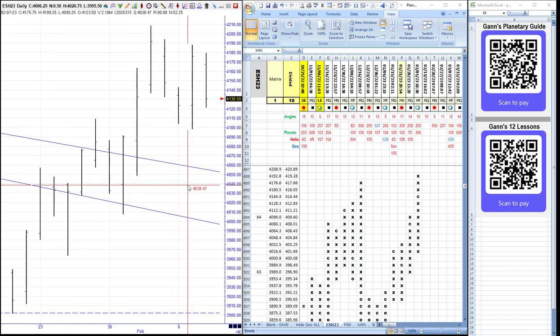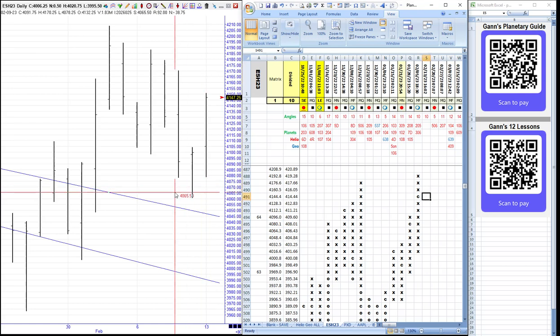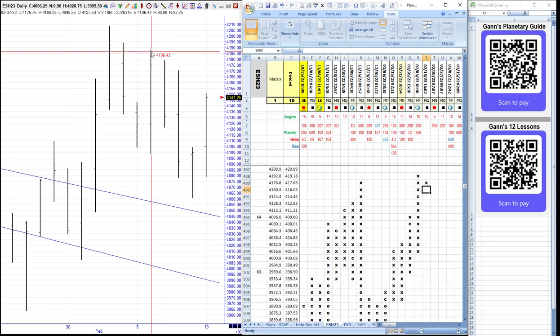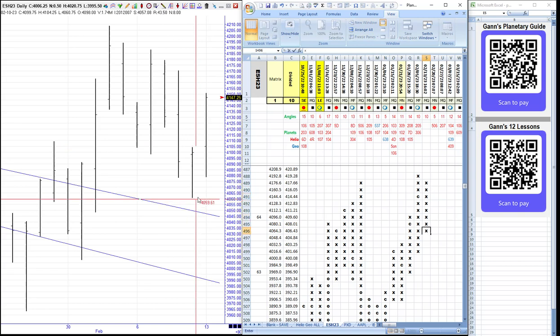Next period's February 13th. That happened to be a Monday that we were trading. So let me see. February 5th. So this was the high up here, 41.88. And this was the low for the period, 40.60. This was the close, 41.47.